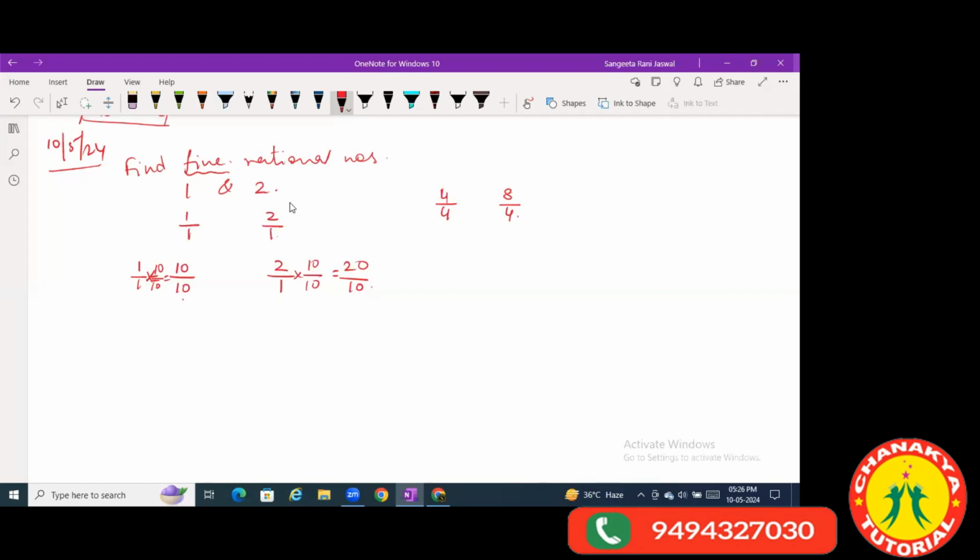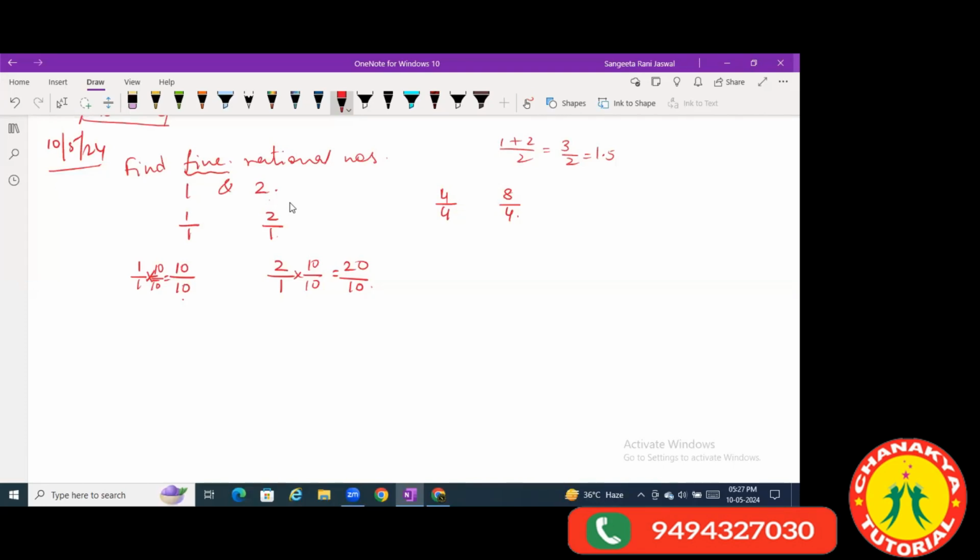In the mean way, you add these two numbers, 1 and 2, and divide by 2. So you get your middle number as 3 by 2, which is equal to 1.5. Similarly, between 1 and 1.5 you will find another number, and between 1.5 and 2 you'll find another middle number. So that's one way of doing that. Okay? Yes, beta? This is the equivalent fraction way.